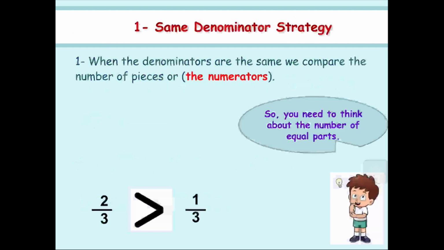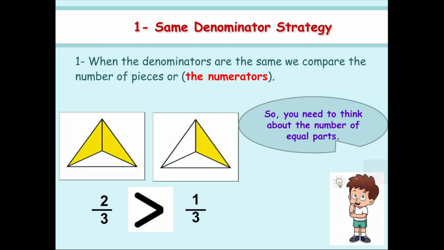So here's number 1. Number 1 is the same denominator strategy. When the denominators are the same, we compare the number of pieces, or the numerators. So when I have the same denominator, when my shapes are cut into the same amount of pieces, all I need to do is check the numerator. All I need to do, if they're cut the same way, is to check how many pieces are more? How many pieces are shaded in more?